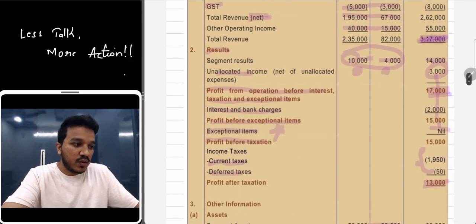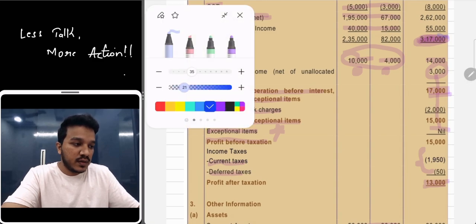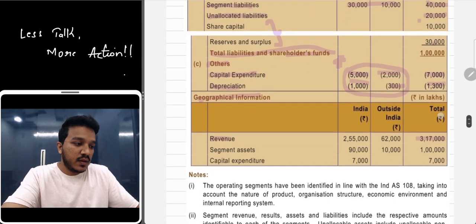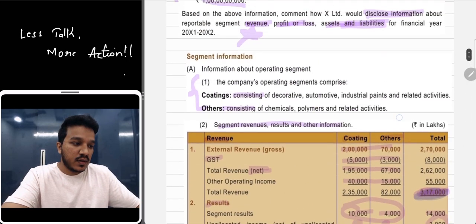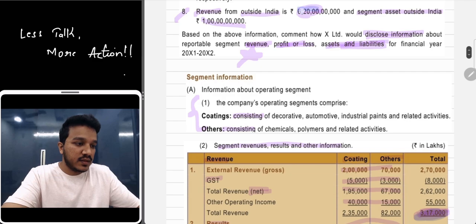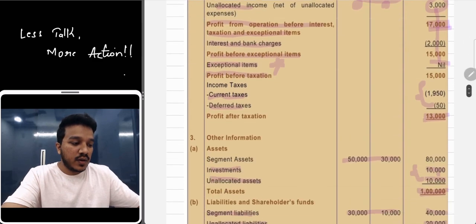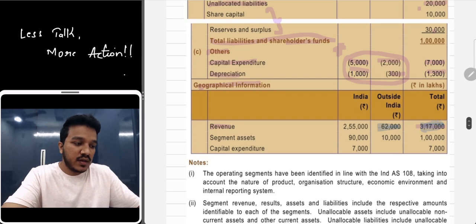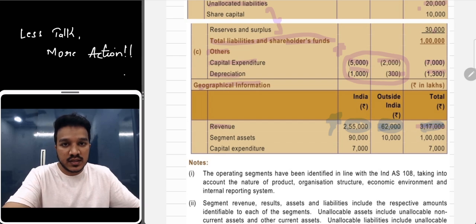See, this we got. This 317 we got. Plot it. This 62,000 he gave in the question. Okay, now the balancing figure is made. This one, this is the total figure. If outside India it is this much, then in India how much? That will be the balancing figure. 255 is the balancing figure. You should remember this in the exam.